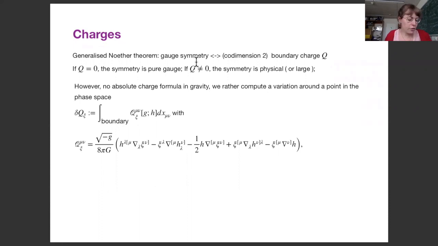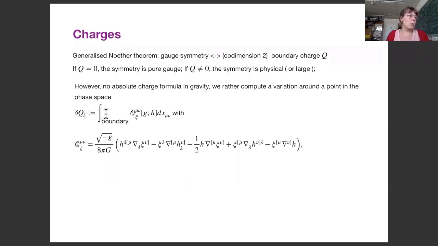However, there is a little problem in gravity: you don't have a formula that gives you this Q. You rather compute just a variation around a point in the phase space. So you take a point, a metric g, and you compute the charge between this point and the infinitesimal variation over the phase space around that point. So that's why these deltas are there.